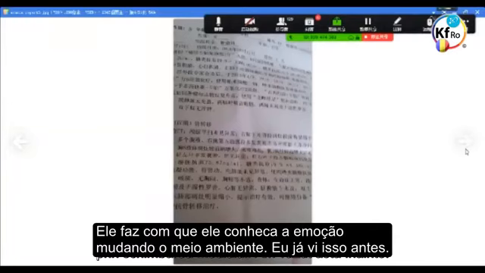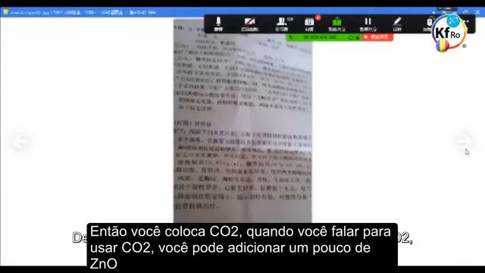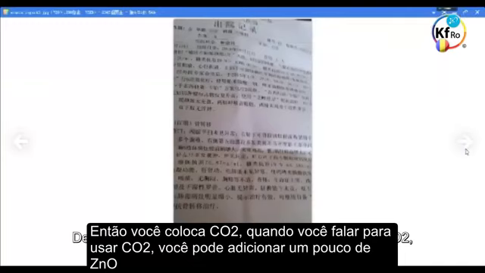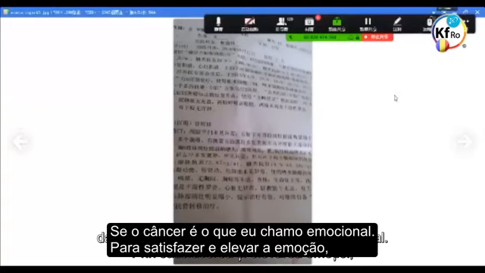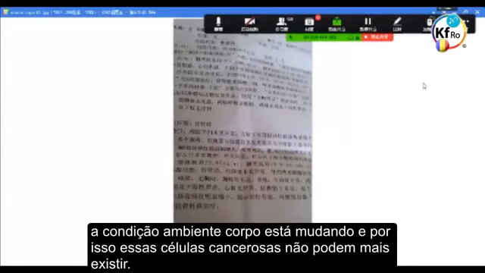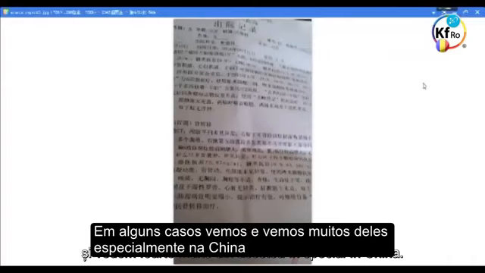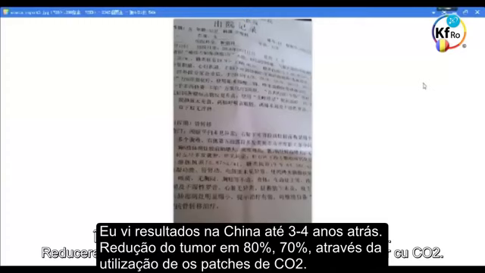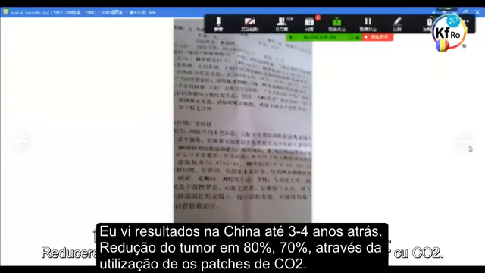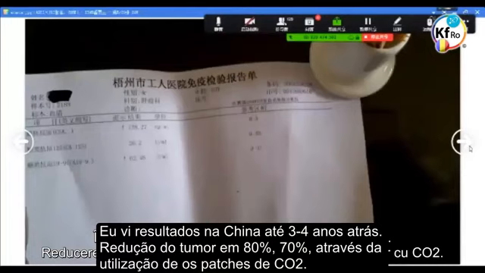We've seen that before. So when you use CO2, you can add a little bit of zinc to it. If it is what I call emotional cancer, by satisfying and elevating the emotion, the condition, the environment of the body changes, and that cancer cell cannot exist. In some cases we see that, and we see a lot of this, especially in China. In China, we've seen results even 3-4 years ago: reduction in tumor by 80%, 70% using CO2 patches.